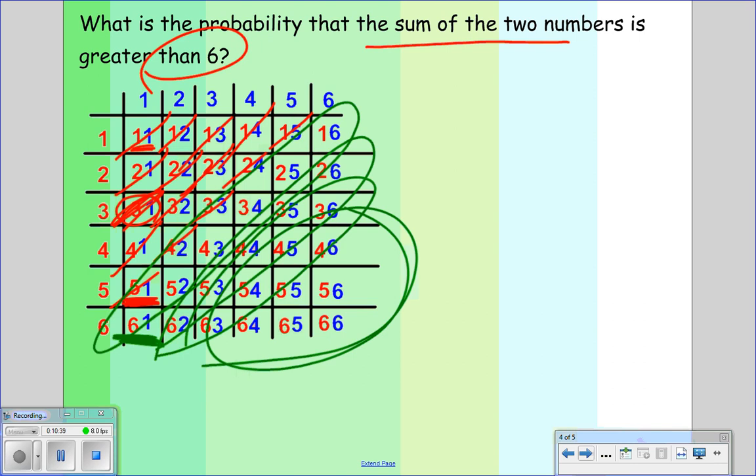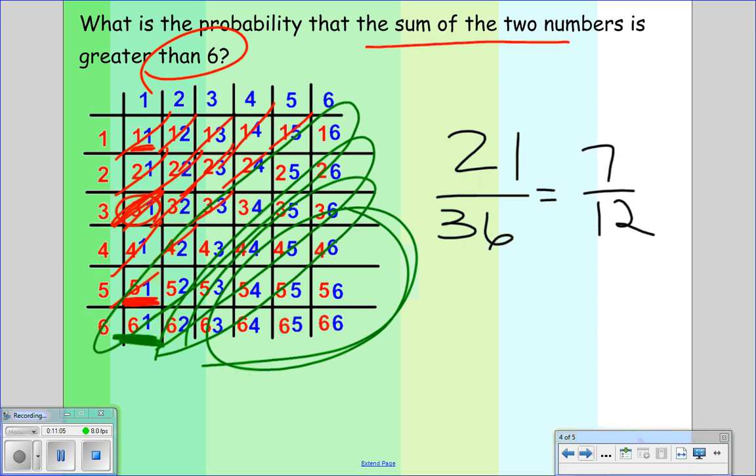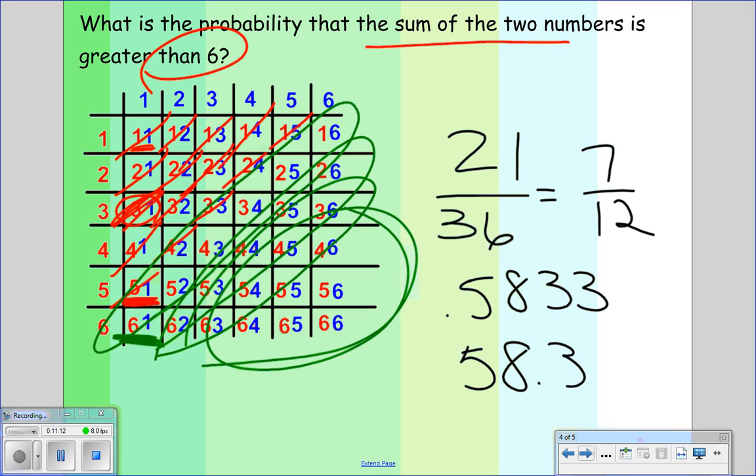So what I really need to do then is kind of count up what I have. And when I do count up what I have, I actually end up having a total of 21. Okay, 21 of those pairings are greater than 6. That's 21 out of 36. And of course, when I reduce that, I'll get a 7 out of 12. And when I actually go and get my decimal, I get a 0.5833, which is a 58.33%. Okay?